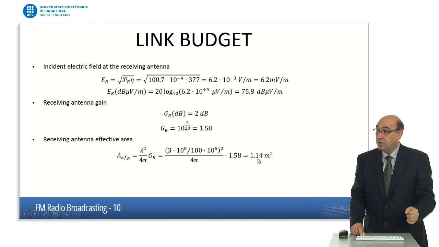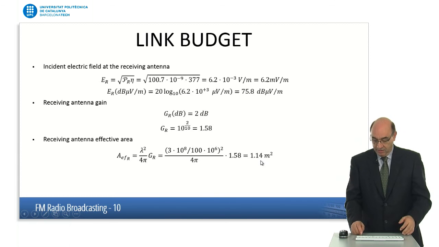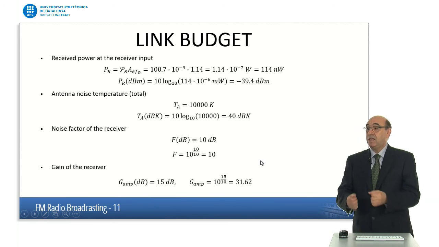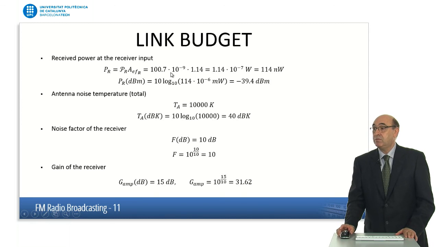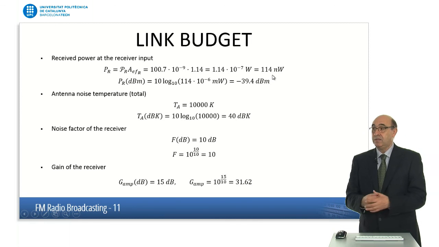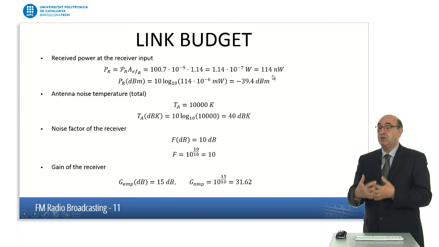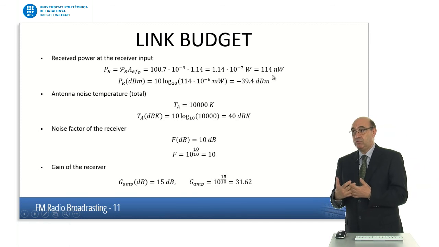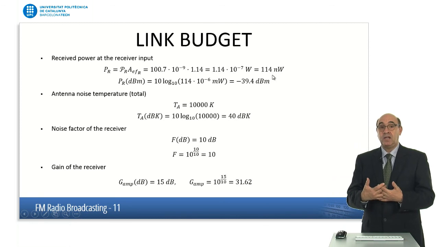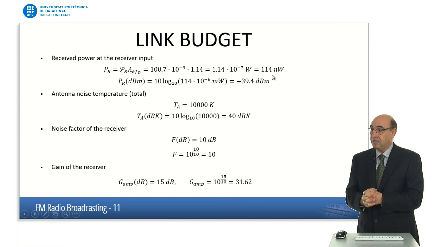And now, since we know this parameter, if we multiply this area by the power flux density, that will give us the received power on the antenna. So we just multiply those two numbers, and we get that the antenna on the receiver will be delivering to that receiver only 100 nanowatts. So your radio works with power levels that are in the order of hundreds of nanowatts in this case.